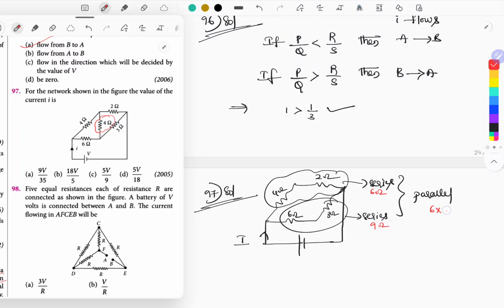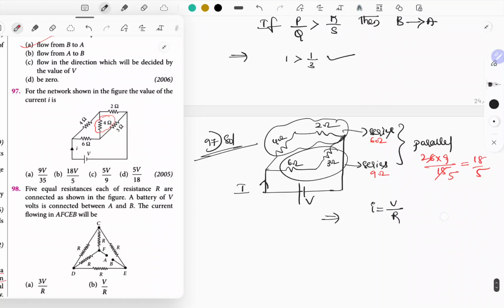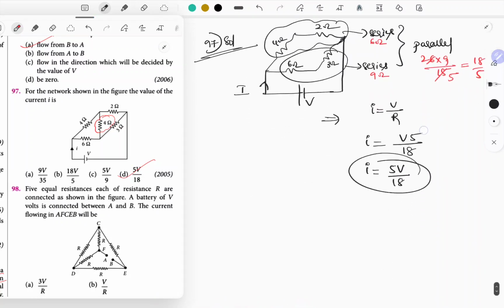The parallel combination is 6 into 9 divided by 15, which is 3 2s are 6, 3 5s are 15, so 18 divided by 5. I need the current flowing through the circuit. What is the total voltage? V. And I is equal to V by R. R equivalent here is 18 divided by 5. So the final answer is I equal to 5V divided by 18. Which option matches for question number 97? Option D is the correct answer.